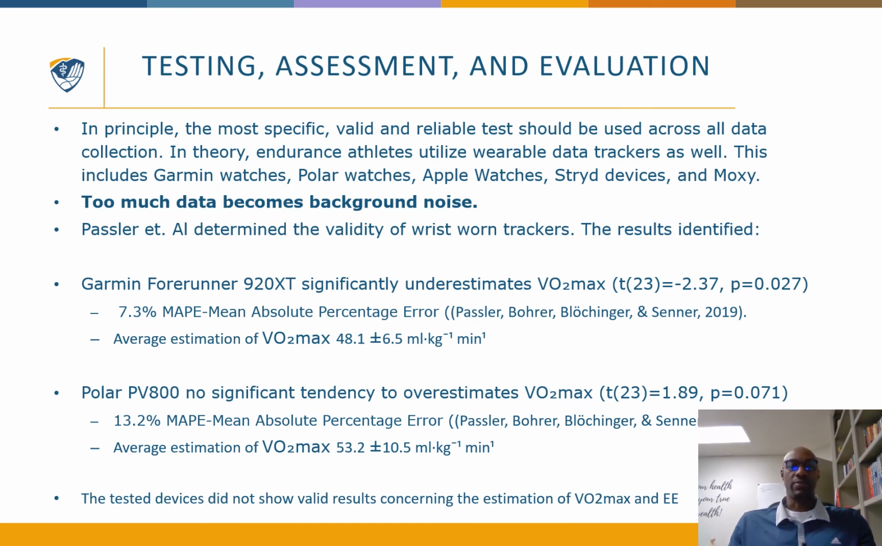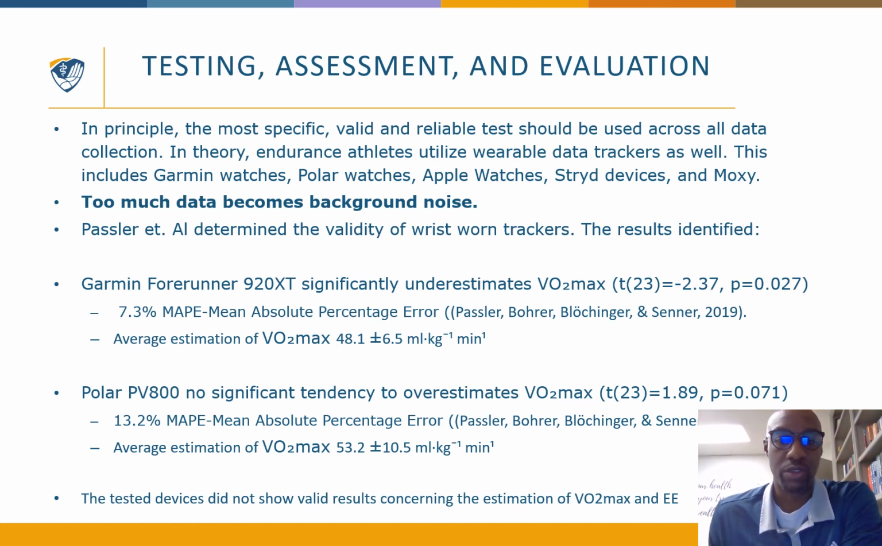And this was the distribution of VO2 displayed, 53 milliliters per kilogram for oxygen. And the distribution from the mean was 10.5 standard deviations. So within that 10.5 standard deviations, as you can see, the tested devices did not show valid results concerning the estimation of VO2, and there was a standard error of estimate throughout there that needs to be accounted for in utilizing that specific device.